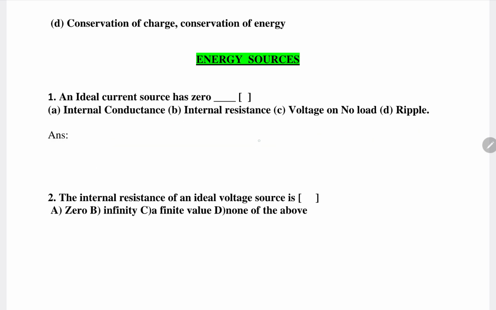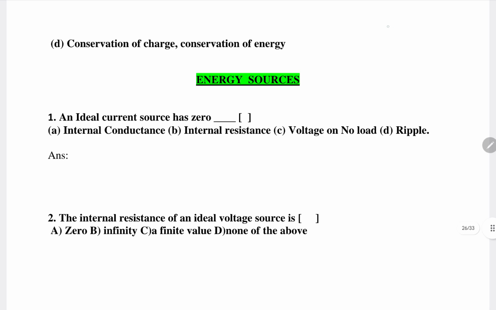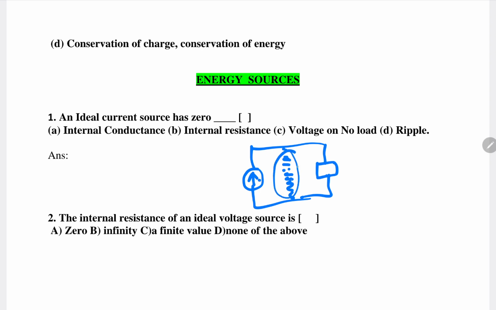But similarly, next we will see the ideal current source. This is the ideal current source. This total current should go to the load, which means there should not be any current division. That means this path resistance must be infinite. Therefore, ideal current source internal resistance is infinite, so that no current will flow here. Total current will flow through the load.